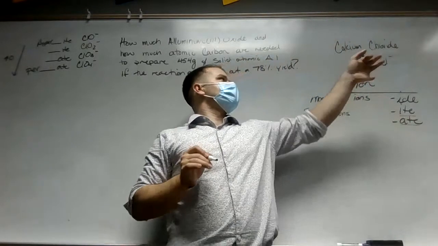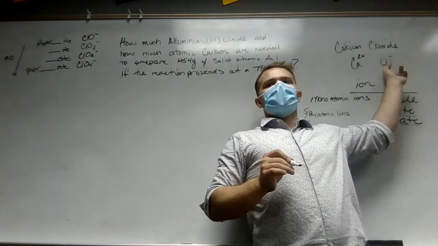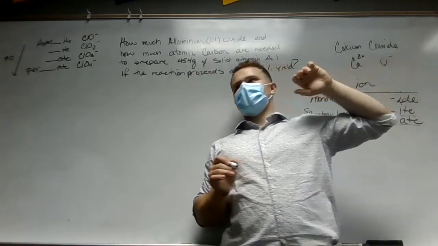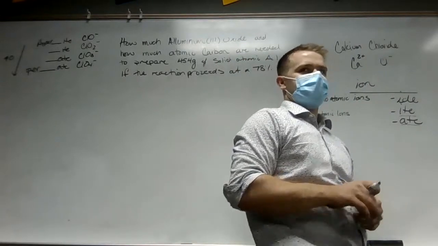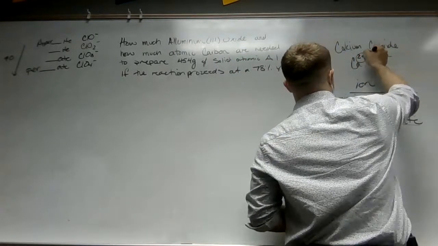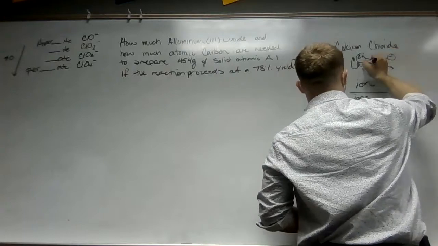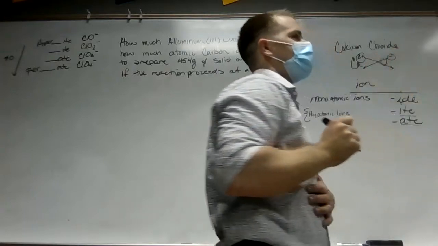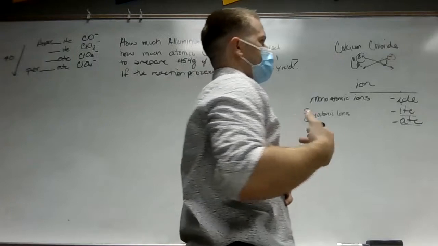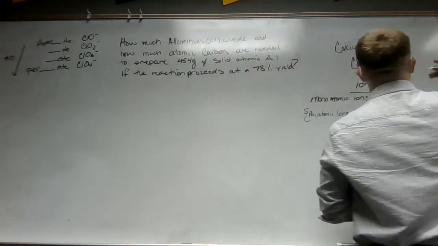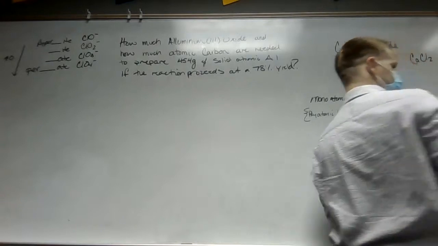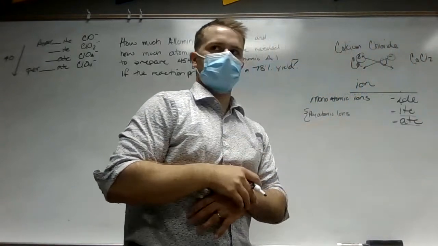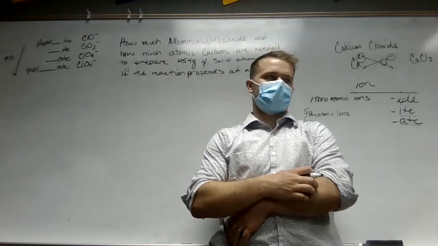Now, if we have the charges of our ions, how are we going to go about putting together the ionic formula? What's the trick? Cross it over, swap our charges for subscripts. We make sure that we are as reduced as possible. So we get CaCl2. Does that make sense to everyone?